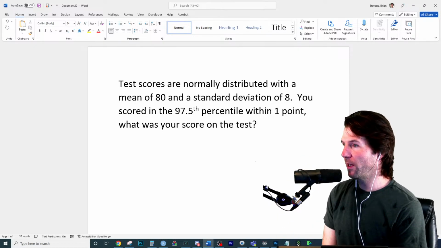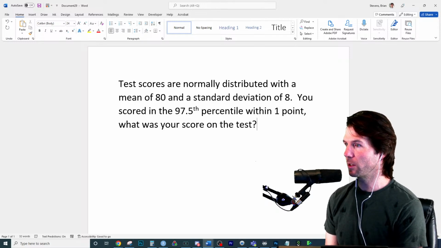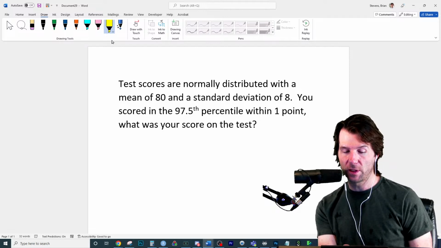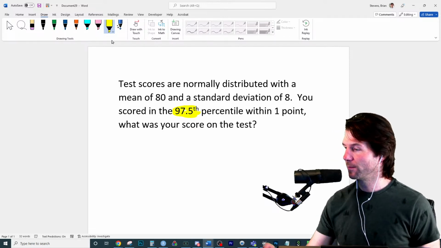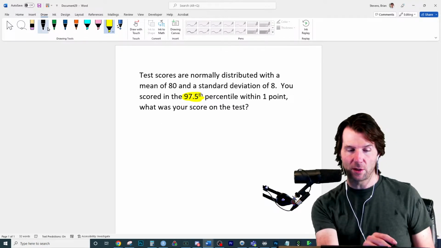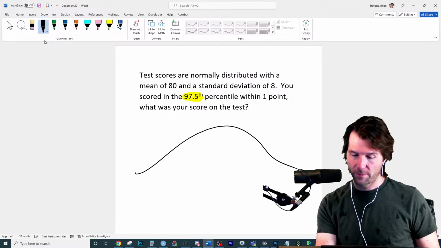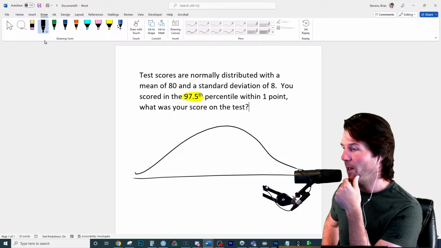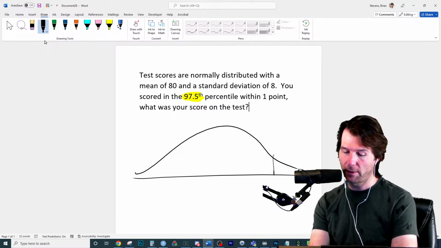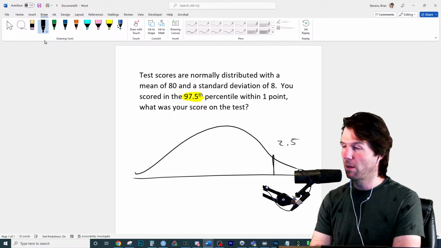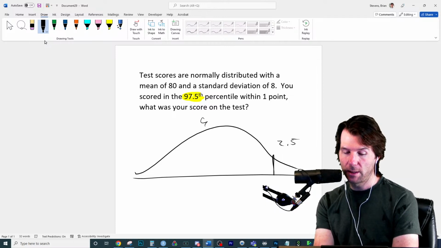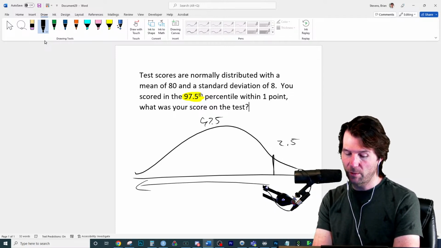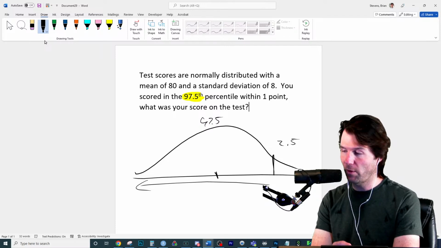Would you be happy if you scored in the 97.5th percentile? That's the first thing to understand about this question that I've written. I'd start doing a drawing right here and think, would I be happy? I'd be happy. That means I'm at the top of the class, right? Only 2.5% of students scored higher than me, and 97.5% scored lower than me. So are there some numbers that are jumping out in your head right now?